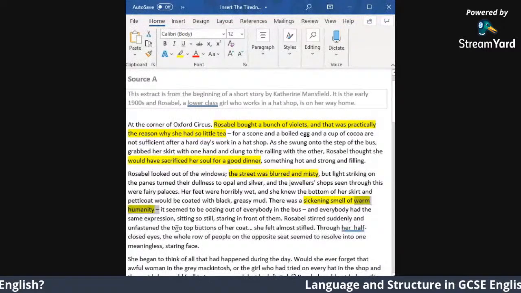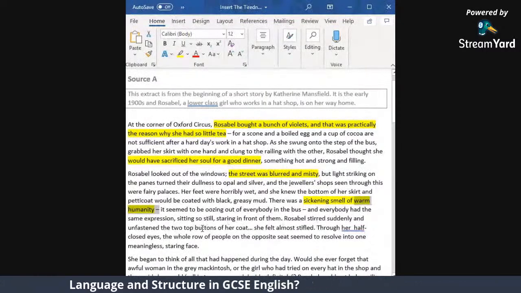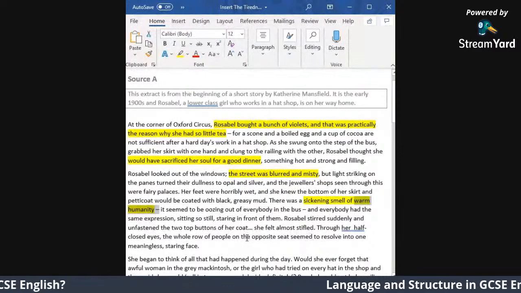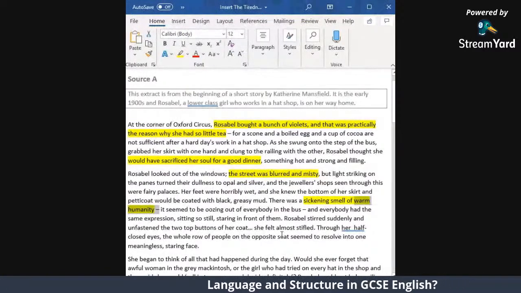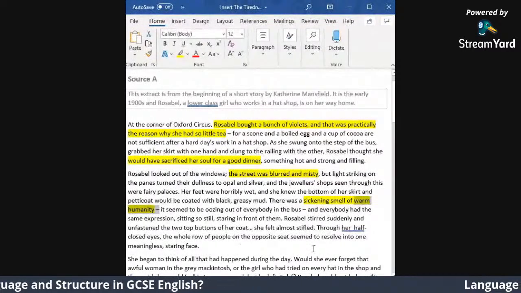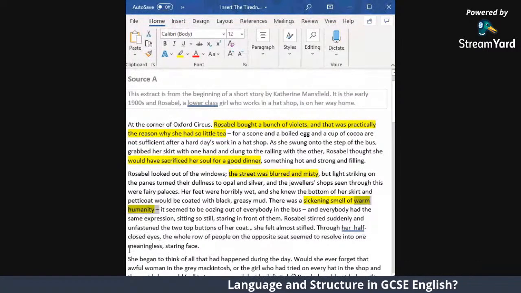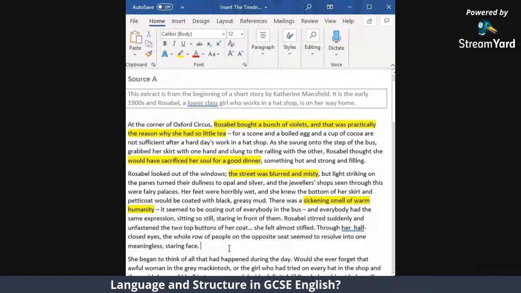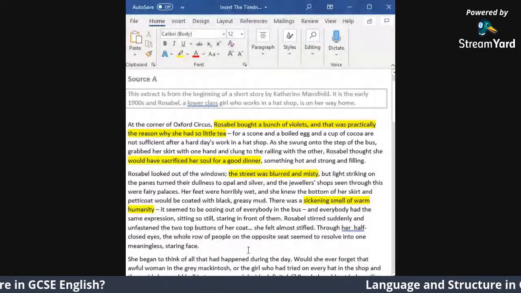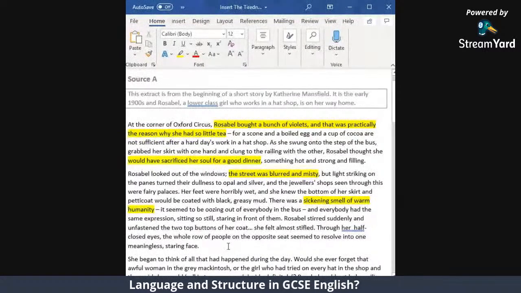And it seemed to be oozing out of everybody in the bus, and everybody had the same expression, sitting so still, staring in front of them. Rosabelle stirred suddenly and unfastened two top buttons of the coat. She felt almost stifled. There were half-closed eyes. The whole row of people on the opposite seat seemed to resolve into one meaningless stare. So there's a lot of everybody resolved into a meaningless stare. Again, that is a linguistic feature, and therefore it's a language emphasis. But by the end of this paragraph, we know that it's been a tough day and her life is very difficult.